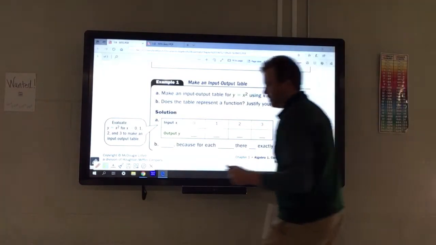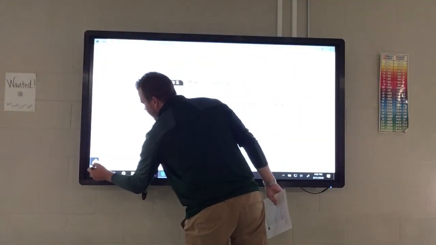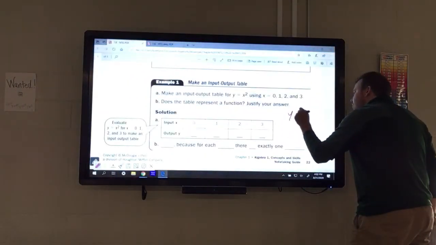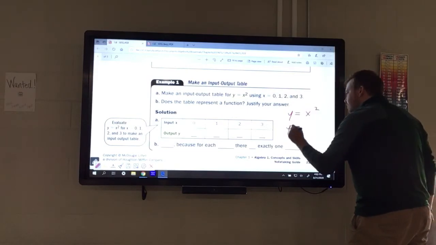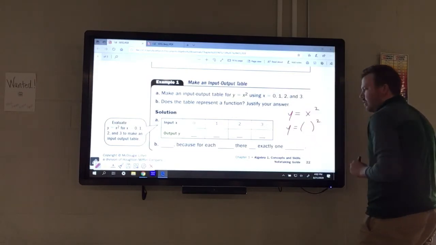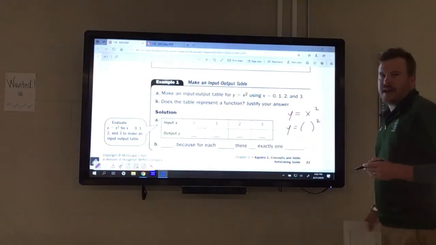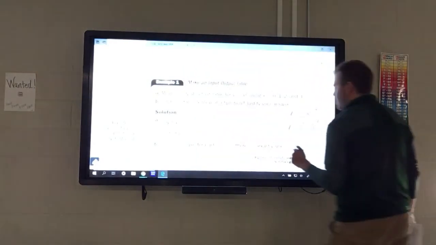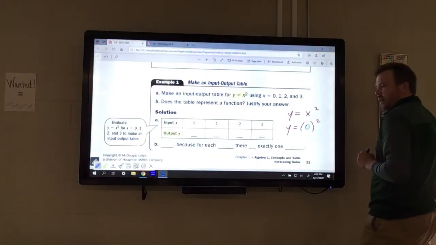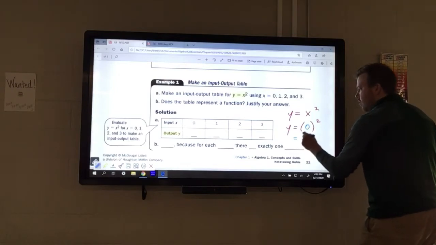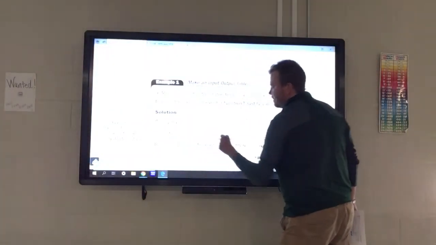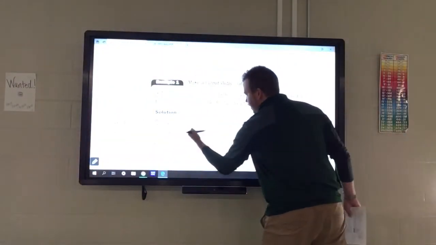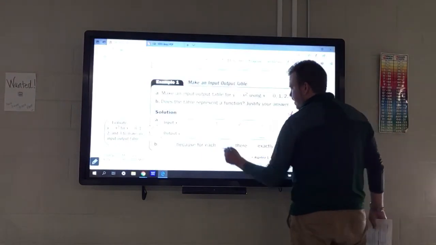So let's do that. We are going to evaluate y is equal to x squared for these different values of x. Let's start by plugging in the first input they want us to look at, 0. So y is equal to 0 squared. So when x is 0, y is 0.